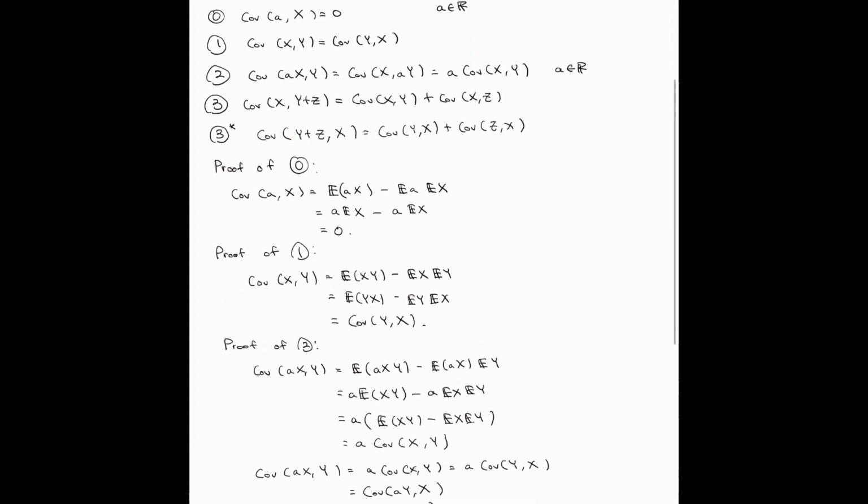So we want to show covariance of X and Y plus Z is equal to covariance of X and Y plus covariance of X and Z. So again, we just apply the definition of covariance, right? So we have E of X times (Y plus Z) minus E of X times E of Y plus Z. And here we apply the distributive property. So this becomes E of XY plus XZ.